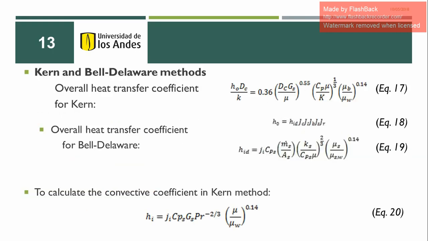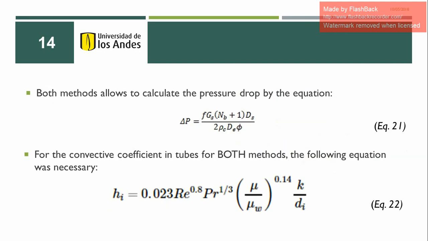Now, for the Kern and Bell Delaware methods, the overall heat transfer coefficient is found using equations 17 and 19, respectively. These methods allow us to calculate the convective coefficient and the pressure drop with the following equations. It's important to note the assumptions made for these methods: for Kern, it is assumed that the pressure drop is proportional to the number of cross-flow sections, while in Bell Delaware, it is assumed that the fluid in study has a turbulent behavior with a really high Reynolds number.